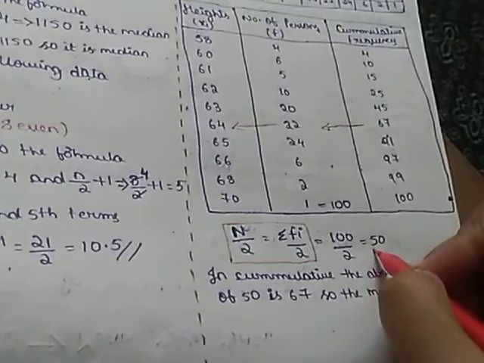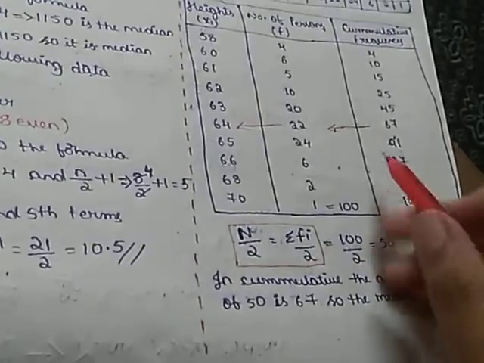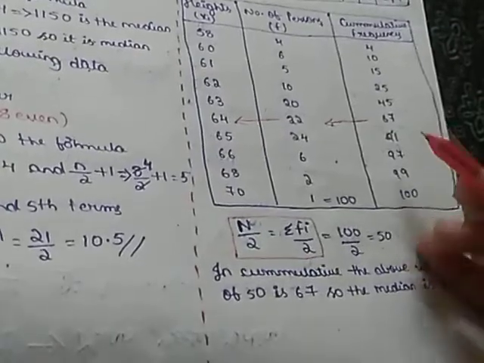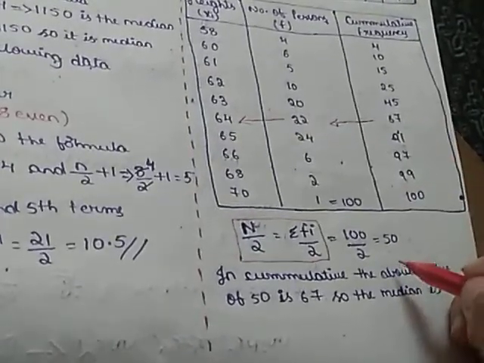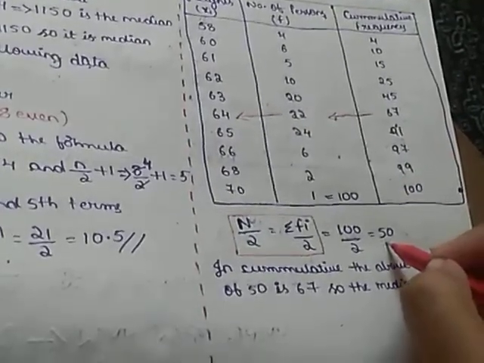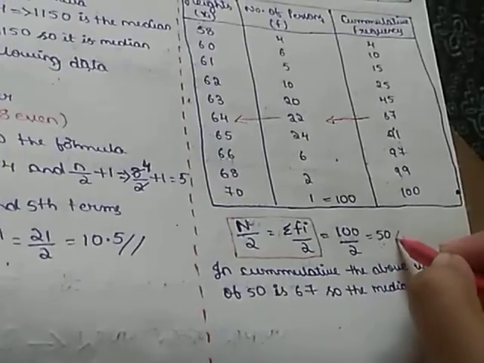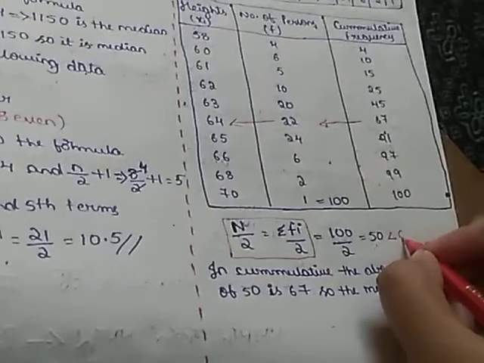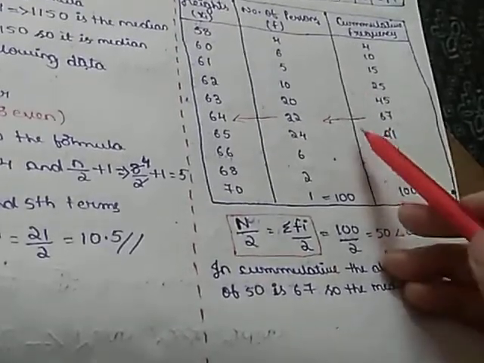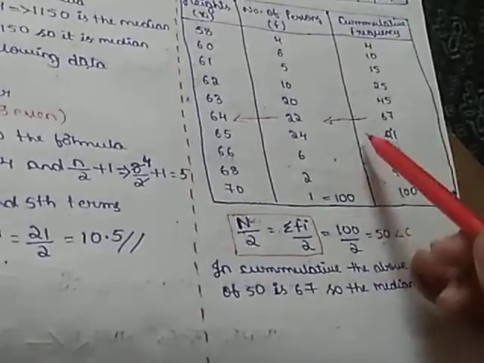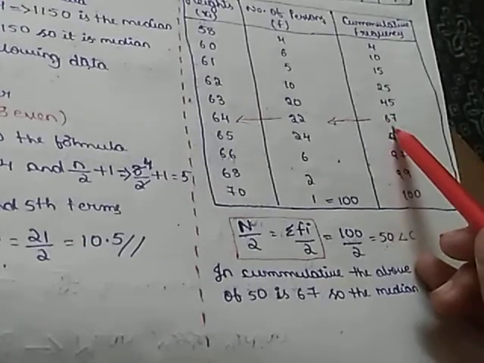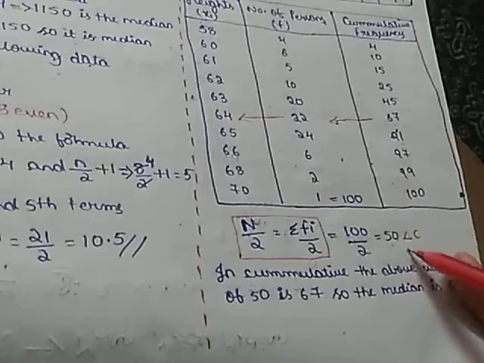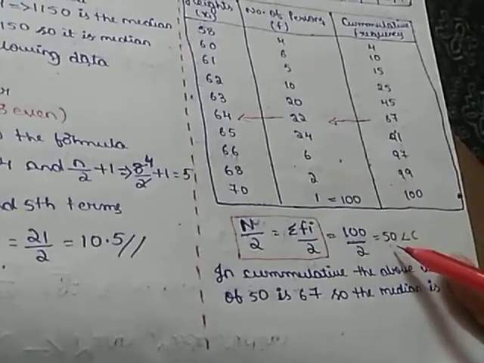In the cumulative frequency, which number is immediately greater than 50? I am telling again, which number is immediately greater than 50 in the cumulative frequency? It is 67. You may say that 97 and 91 are also bigger than 50, but I am telling the immediate greater, that is 67.